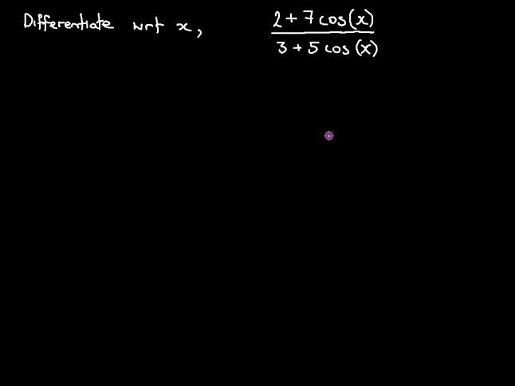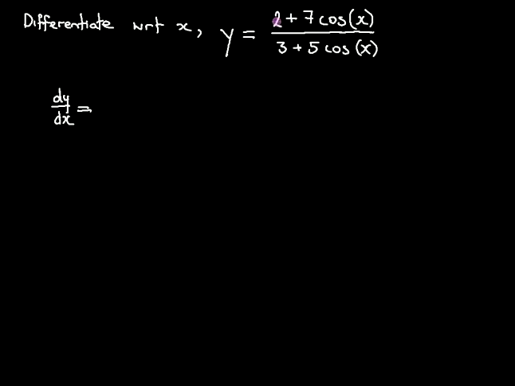This question asks us to differentiate (2 + 7 cos x) over (3 + 5 cos x). So this question is going to involve the quotient rule. The first thing we do, we're going to let y equal this expression. So then what we want to do is find dy/dx.